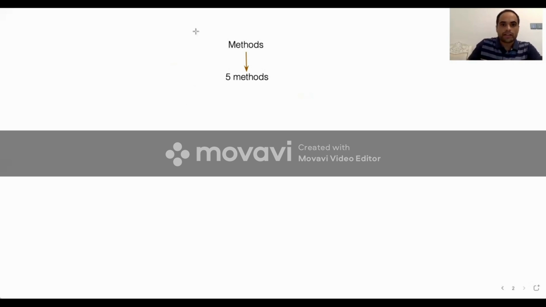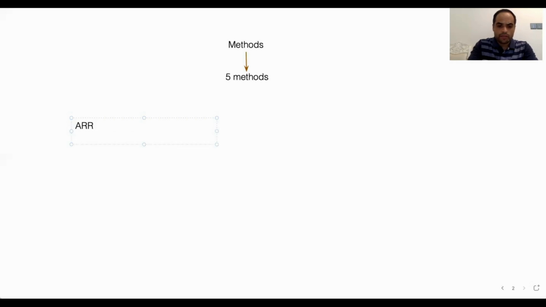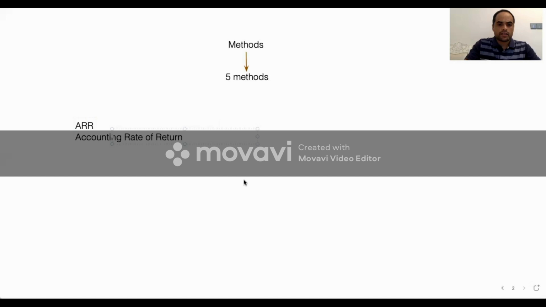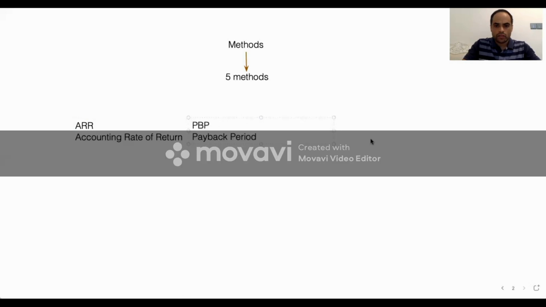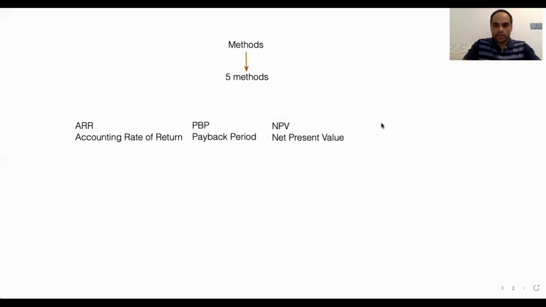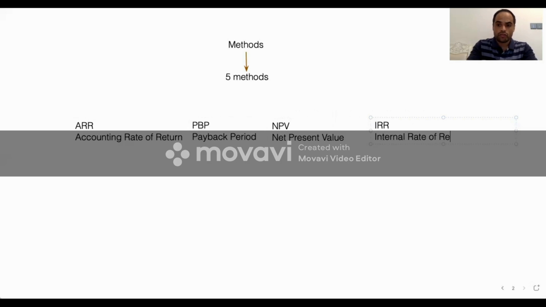So I'm going to write down here these methods. So we have the ARR method. ARR stands for accounting rate of return. That's the first method. And the second method is payback period, which is PBP. Third method is NPV, which means net present value method. All right. And the fourth method is IRR, internal rate of return. So we have these different methods.